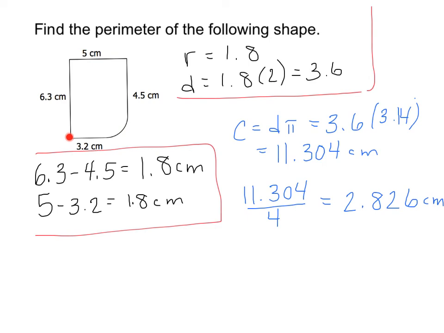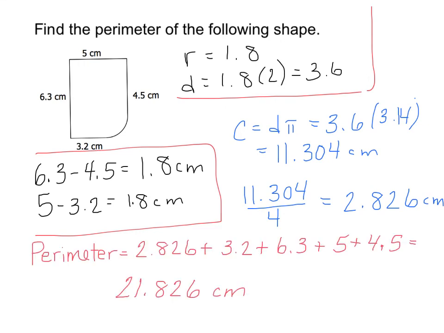Add that to 3.2 plus 6.3 plus 5 plus 4.5 to get the perimeter, equal to 21.826 centimeters.